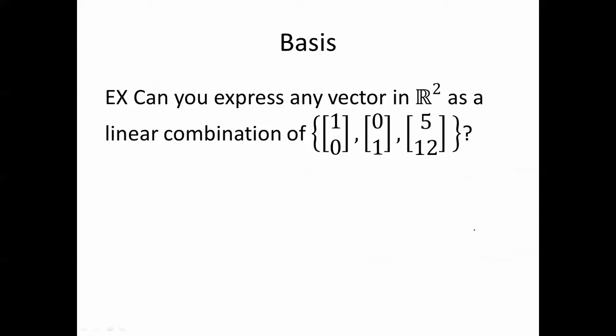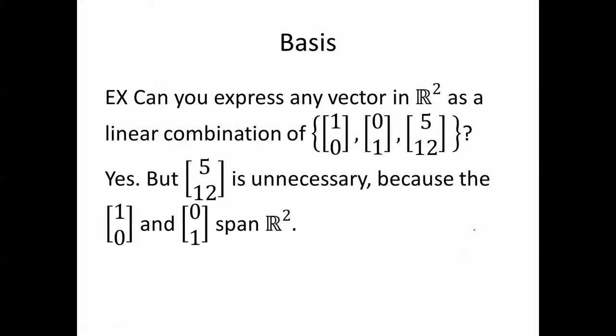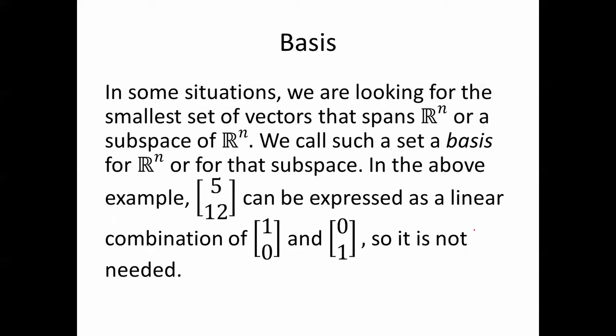Can you express any vector in R2 as a linear combination of (1, 0), (0, 1), and (5, 12)? Yes, but (5, 12) is unnecessary because (1, 0) and (0, 1) already span R2, so you don't really need to throw in the (5, 12) there. In some situations, we are looking for the smallest set of vectors that spans Rn, or a subspace of Rn. We call such a set a basis for Rn, or for that subspace.